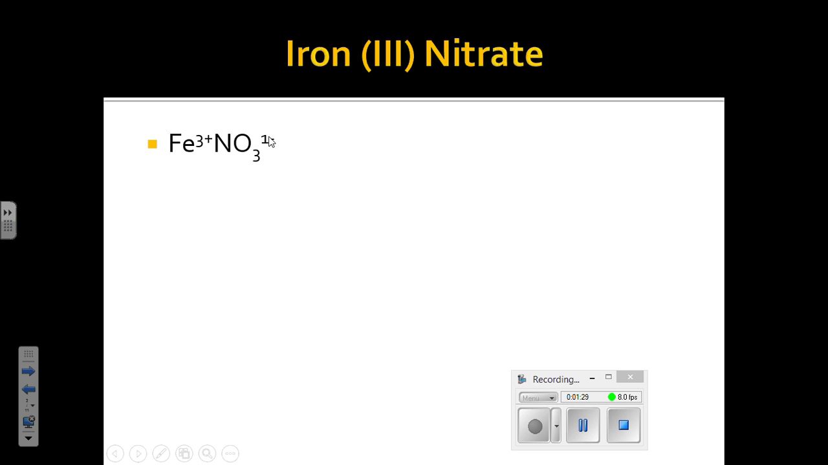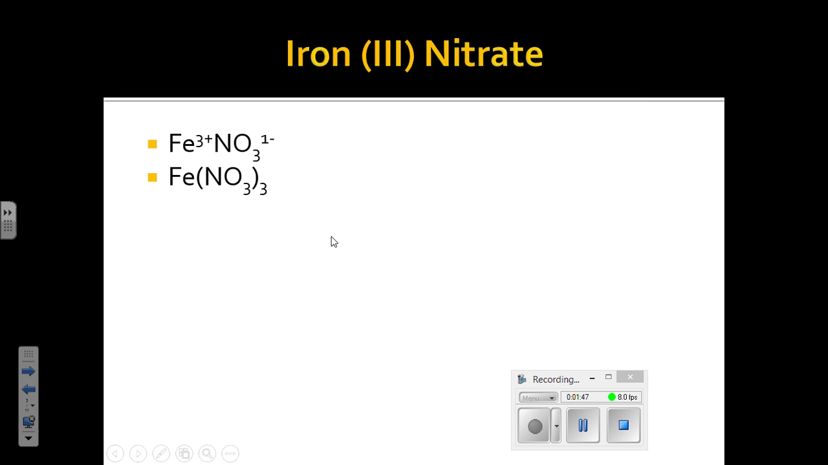We're going to crisscross these numbers to find out what the subscripts are. So 1 goes down here with iron, 3 goes down here, and that's 3 of the whole nitrate. So it's going to look like this. This 3 went down outside of the parentheses, so it's Fe, parentheses, NO3, close the parentheses, 3.